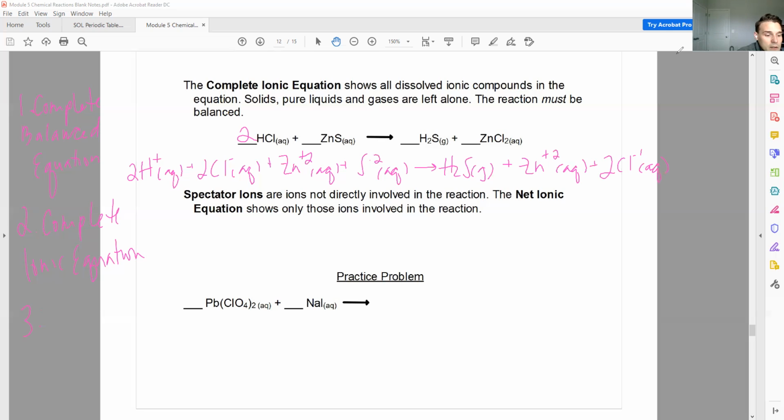Step 3 is then your net ionic equation. In order to get to our net ionic equation, we have to get rid of things that are called spectator ions. So a spectator ion is not directly involved in the reaction. So it's an ion that you see on both the reactant and the product side. We can get rid of those. For example, I've got zinc ions on both sides. See you later. I've also got chloride ions on both sides. Whatever's left should be your balanced net ionic equation.